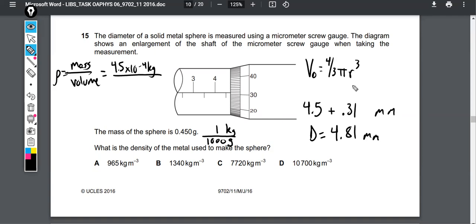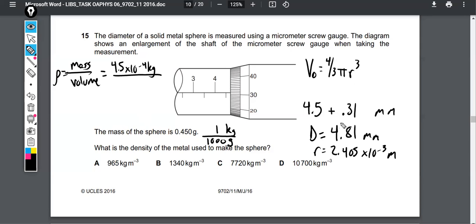Let's change it into a radius, and let's get it into the units we want, cubic meters. I'm just going to divide this by 2 right away, so let's get the radius in millimeters. 4.81 divided by 2, so the radius of our sphere is 2.405. And let's just convert it right now. Millimeters, right? We know that milli is 10 to the negative 3. Now I've got a number I can substitute into my formula for the volume of a sphere. Plug it in over here.